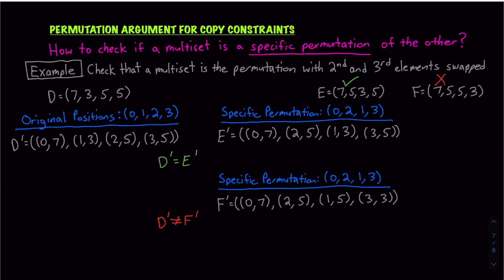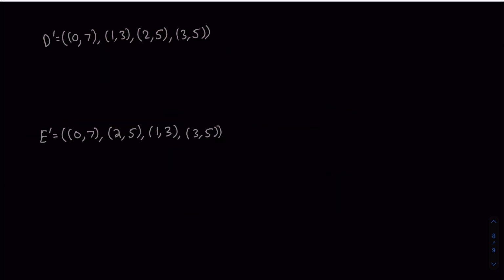Here's the key idea. By pairing each element with its intended position, we've encoded the specific permutation into the multiset itself. Then by checking that the new multisets have the same tuples, we can enforce that the permutation was followed exactly. So again, it's great that we can tell this just by looking at the tuples, but we want a way to check it mathematically. How can we verify that two multisets have the same tuples?